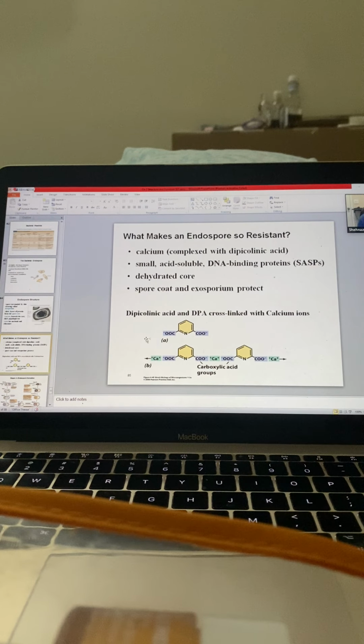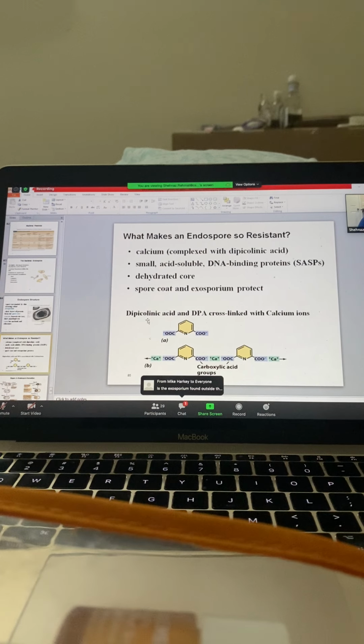One of them is that we have found that these spores have a high content of calcium in them, and this calcium usually complexes with a compound that is only found in the spores, which is called dipicolinic acid. So dipicolinic acid is a special compound only found in spores. This compound is not found in your vegetative cells, okay? So we know that the dipicolinic acid cross-links with the calcium, and this complex of calcium and dipicolinic acid makes the spore resistant to environmental conditions.